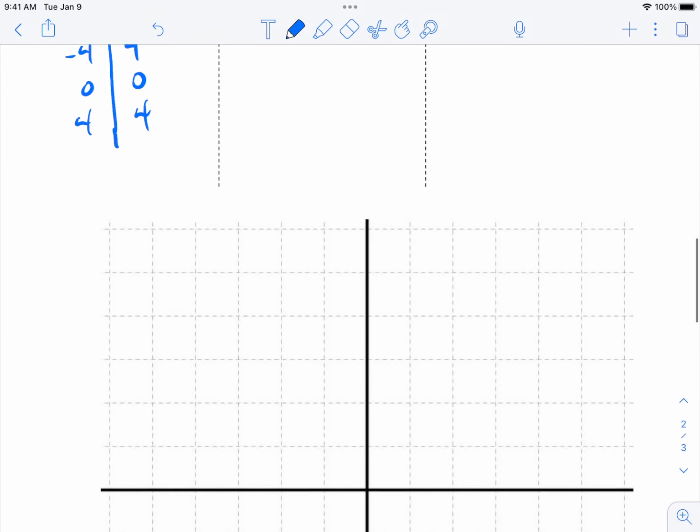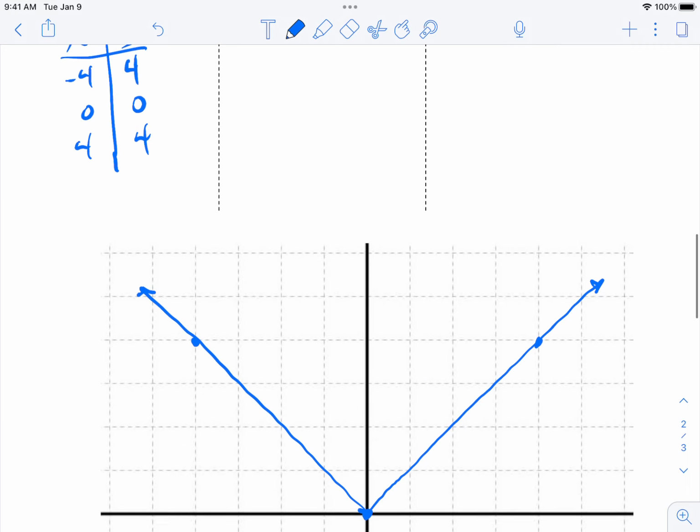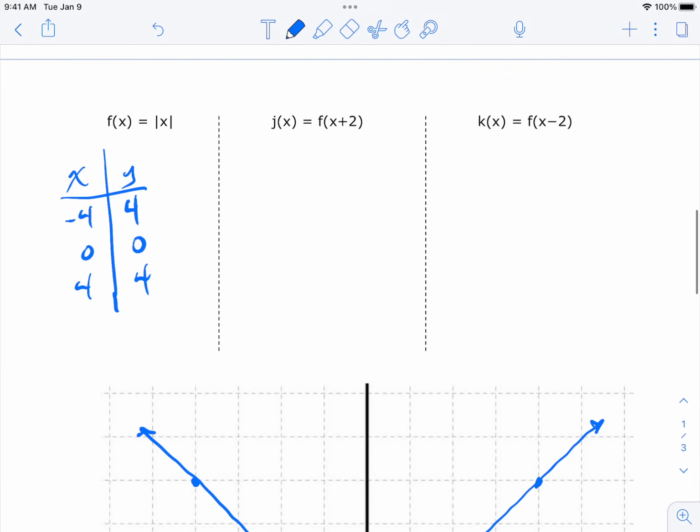So what's that look like real quick? When x is -4, we go up to 4, that's about here. When x is 0, y is 0. When x is 4, y is 4, just about here. You've got a straight line going up at 45 degrees on this side, and a straight line going up at 45 degrees on this side, and there's your basic function, absolute value of x. I'm calling that f of x. f of x equals the absolute value of x.